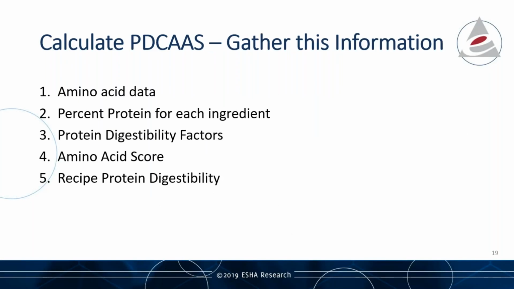So the information you need to gather to calculate PDCAAS is amino acid data for your ingredients, percent protein that each ingredient contributes to the total protein, protein digestibility factors for each ingredient that contributes to the total protein, your amino acid score from the protein quality report, and your recipe protein digestibility, so using that equation that I just showed you. To gather this information, let's look at the following.